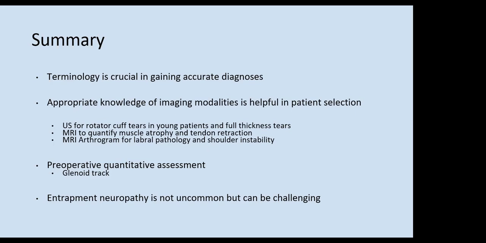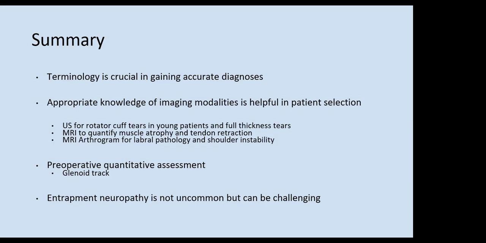Ultrasound scan is your first line of imaging for rotator cuff pathology, especially in young patients and patients with full thickness tears. MRI can be used in patients with full thickness tears to assess muscle atrophy and fatty infiltration for surgical assessment.